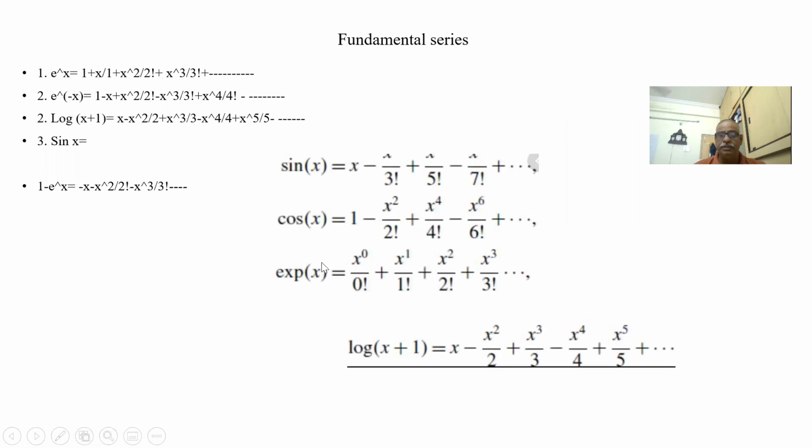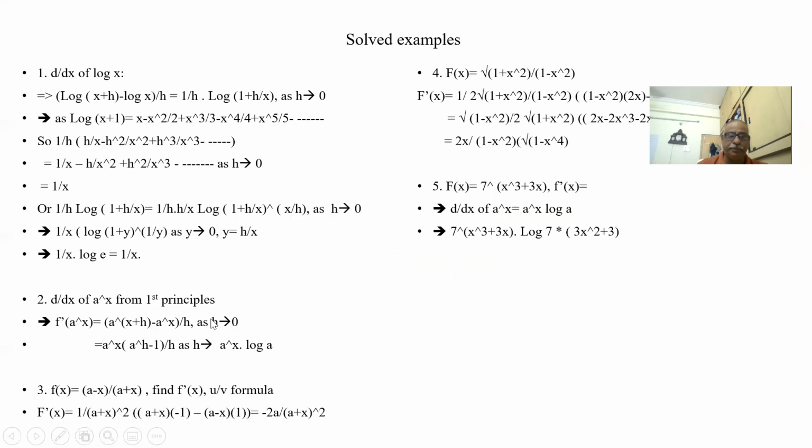You have seen here is e to the power of x. If I differentiate, I will get the same term. Second term will become first term. Third term will become second term. Because 2 getting cancelled, x by 1 factorial. 3 getting cancelled, x square by 2 factorial. So like that, e to the power of x differentiation is e to the power of x itself. Similarly, a to the power of x differentiation is a to the power of x log a.